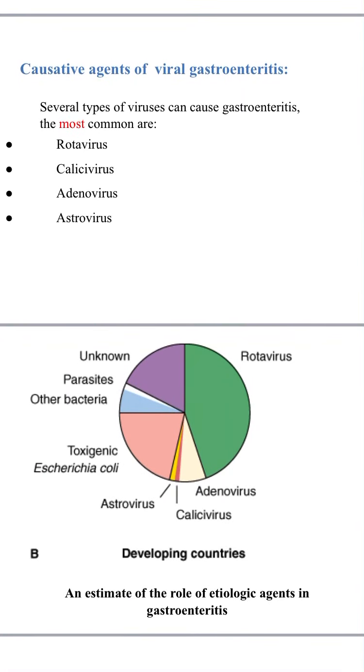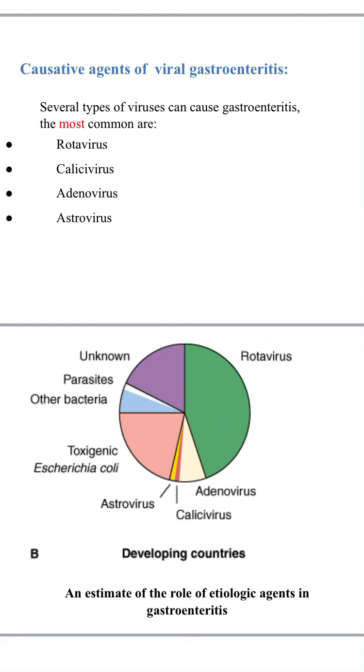The causative agents of viral gastroenteritis are several types of viruses that can cause this illness. The most common of these viruses are the rotavirus, calicivirus, adenovirus, and astrovirus.